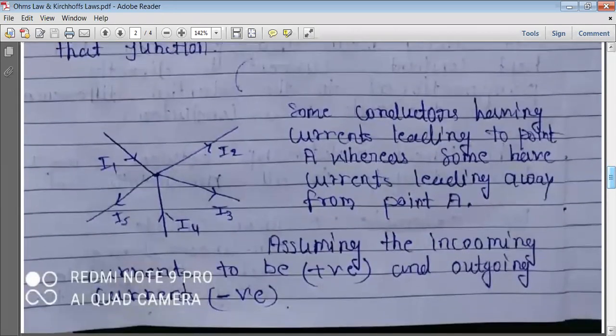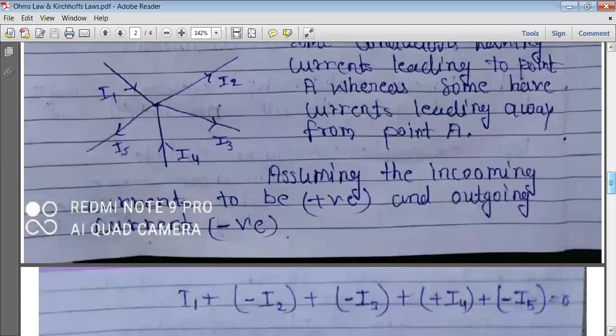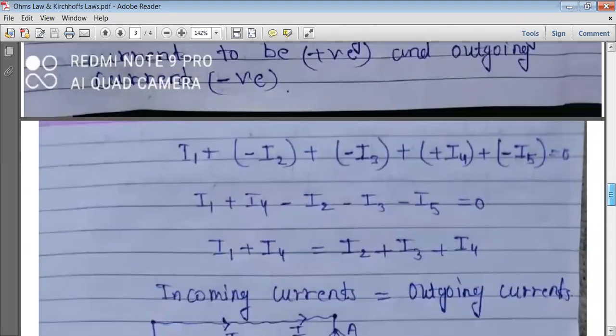In this figure, some conductors have currents coming in to point A, while some have currents leading away from point A. Assuming the incoming current to be positive and the outgoing current to be negative.